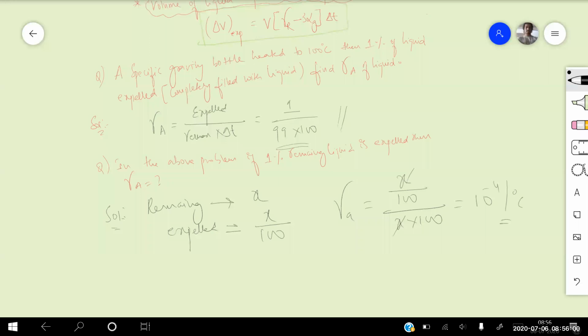In the above problem, if 1% of the remaining liquid is expelled, then gamma A is how much? If remaining is X, expelled will become X by 100. So gamma A is equal to expelled by remaining into 100. Simplified, X gets cancelled, 10 to the power of minus 4 per degree centigrade. Is it clear for everyone?